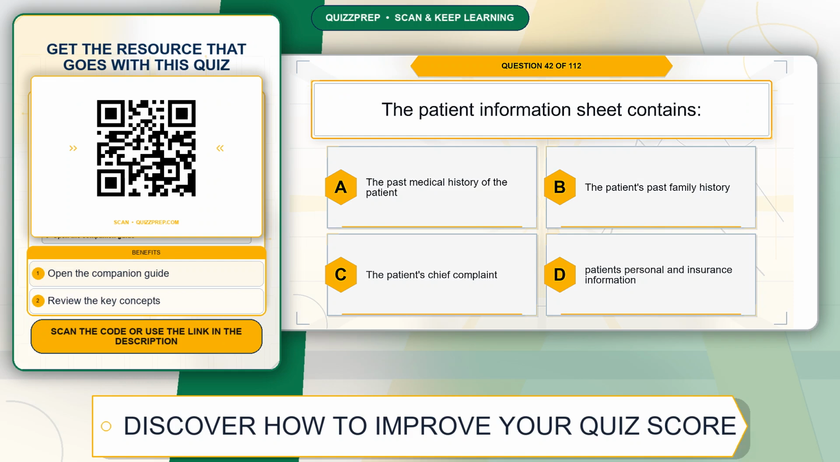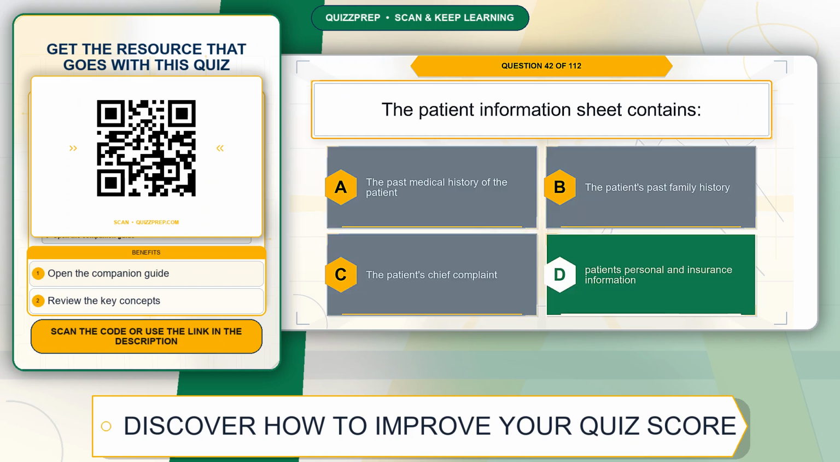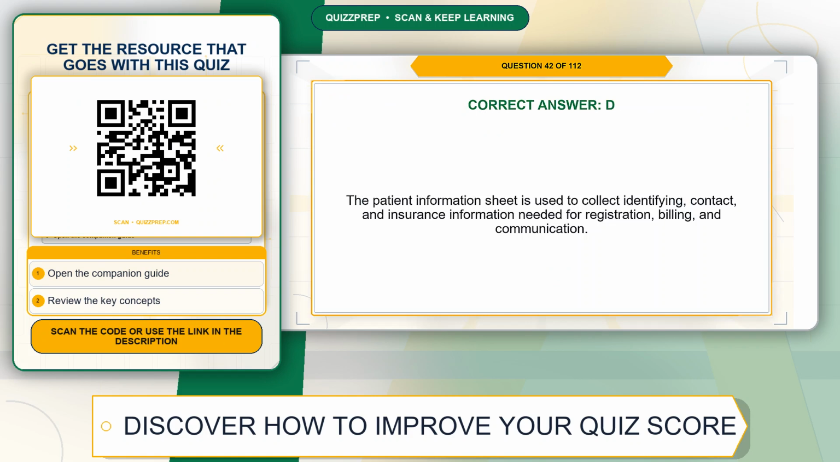Question 42. The patient information sheet contains Option A. The past medical history of the patient. Option B. The patient's past family history. Option C. The patient's chief complaint. Option D. Patient's personal and insurance information. The correct answer is option D. Patient's personal and insurance information. Explanation. The patient information sheet is used to collect identifying, contact, and insurance information needed for registration, billing, and communication.